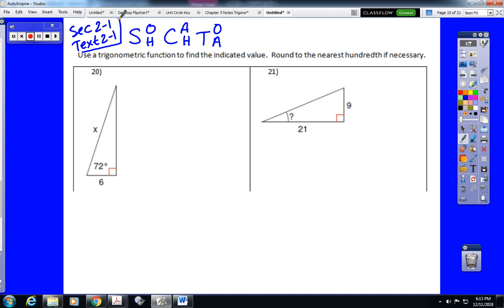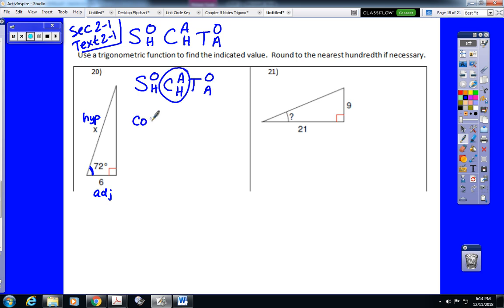Okay, so in number 20, we are given a 72-degree angle in a right triangle. We are given that the adjacent side, which is the side directly next to it, is 6, and we are asked to find the hypotenuse. Now notice I've written adjacent and hypotenuse. So we go to SOHCAHTOA and we figure out which one we're using. If we have adjacent and hypotenuse, that would be cosine.